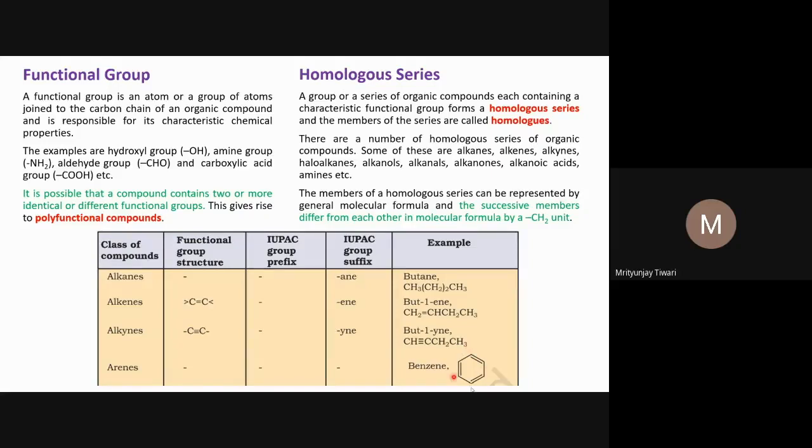So this is naphthalene. Then there are three benzene rings, the second and the third, anthracene. If the third comes here, then it will become phenanthrene. So there are many such examples. Multiple benzene rings fused together are all called arenes. And there can be substitution as well.